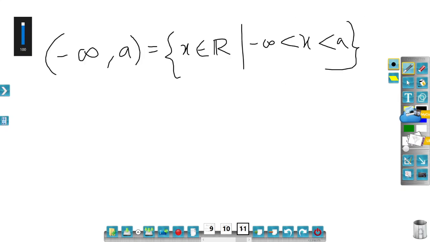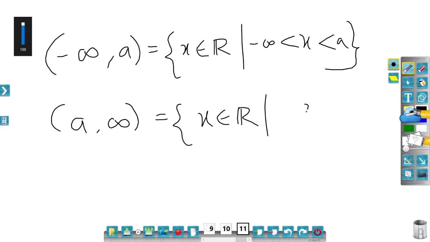And now let me define similarly. I can have a to infinity. Its meaning is those x belonging to R such that x is greater than a and less than infinity.